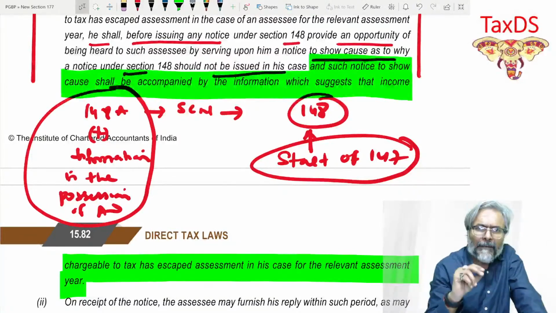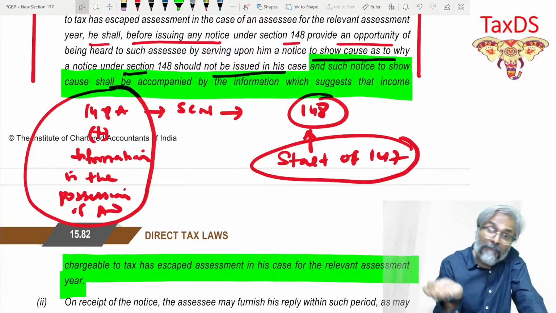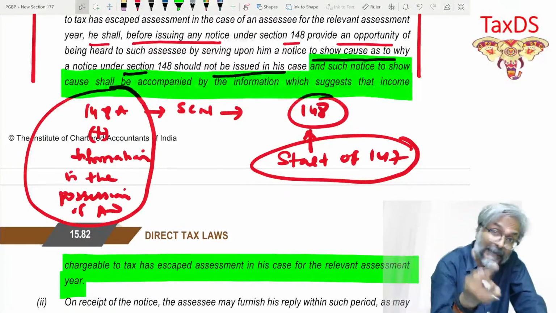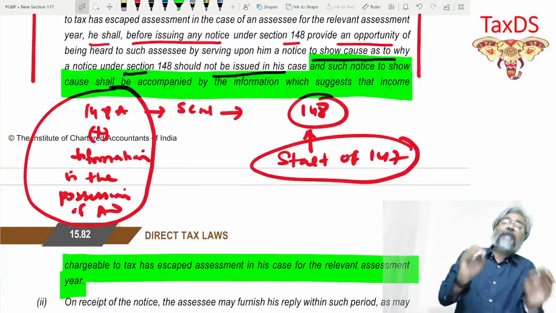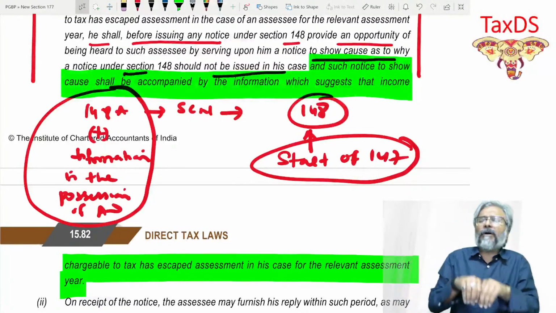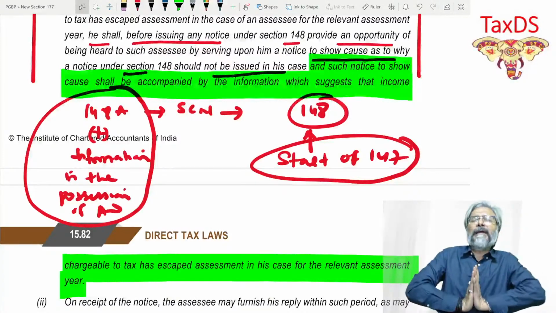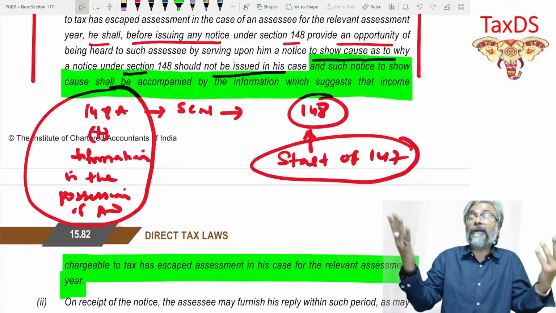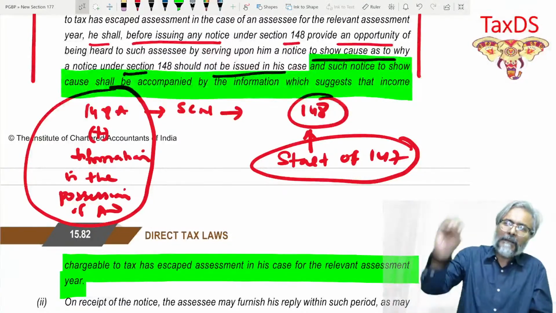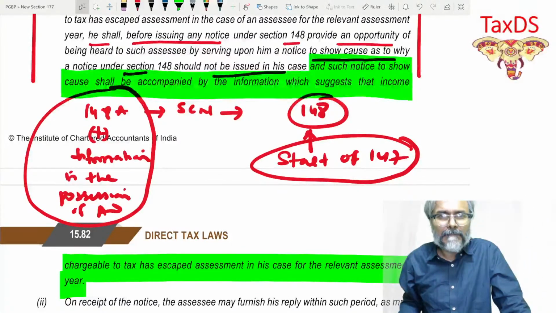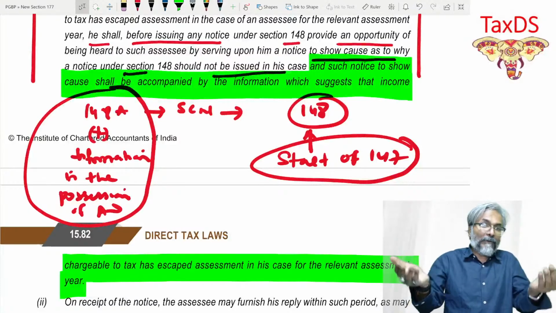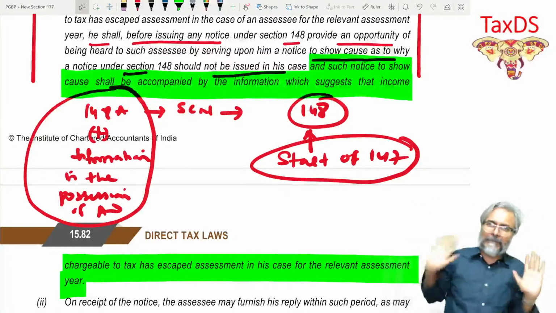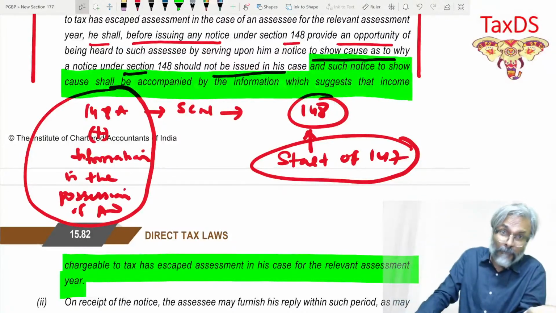Now based on this amendment, as we know, 148A has to be done first. Before issuing a 148 notice, 148A has to be done first. What is 148A? 148A is nothing but an inquiry or procedure which will enable the AO to satisfy himself on whether or not this is a fit case of 147. So 148A gives the AO an opportunity to satisfy himself whether or not this is a fit case of 147. This is something which the AO will have to do first.